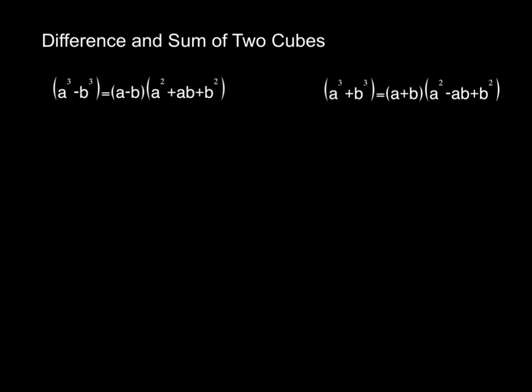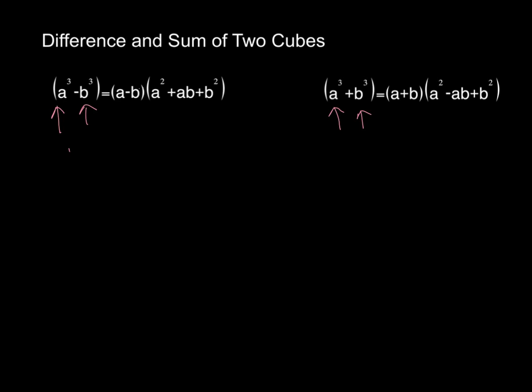The next kind of factoring we want to look at is the sum and the difference of two cubes. So here, instead of a perfect square, we're going to have a perfect cube minus a perfect cube, or a perfect cube plus a perfect cube. In each case, you'll notice that these look slightly different. It's just the signs that are different.